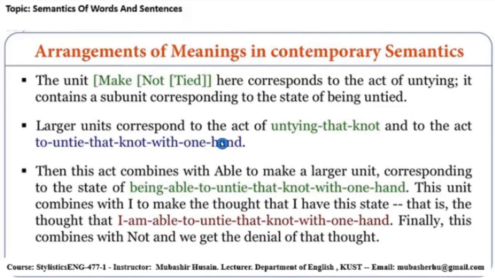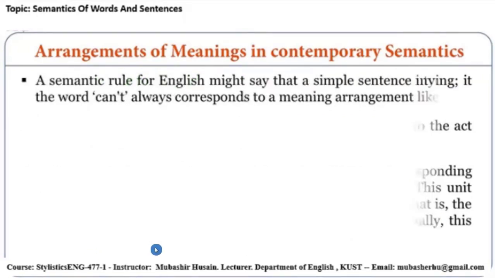This act combines with able to make a larger unit corresponding to the state of being able to untie that knot with one hand. This unit combines with I to make the thought that I have this state, that is, the thought that I am able to untie that knot with one hand. Finally, this combines with not and we get the denial of that thought.